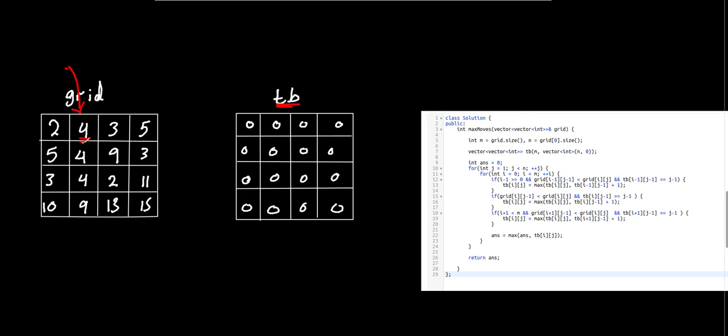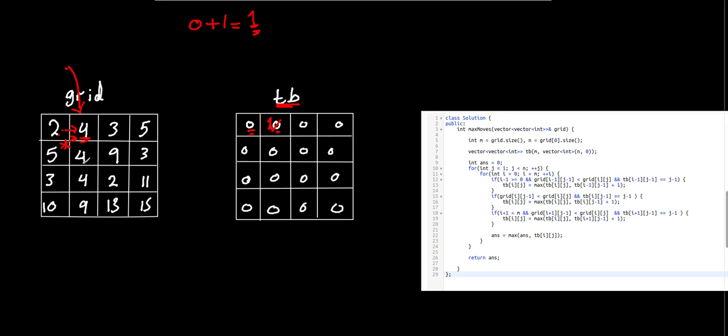First cell is 4. From 4 we can reach from this or this. 5 is greater than 4, so this is not possible. Now we reach 4 from 2. At 2 the value is 0, so 0 plus 1 move equals 1 move. Is 1 greater than 0? Yes, so we update it.